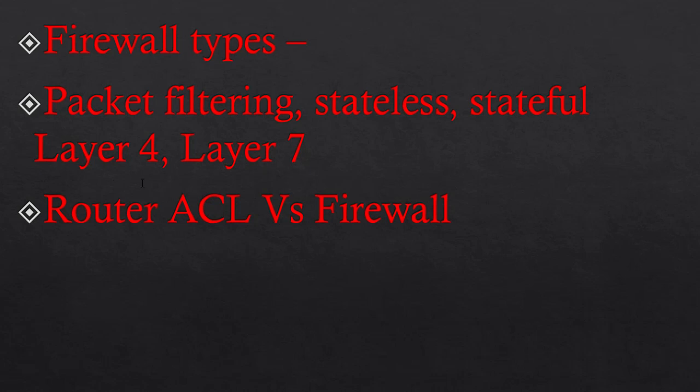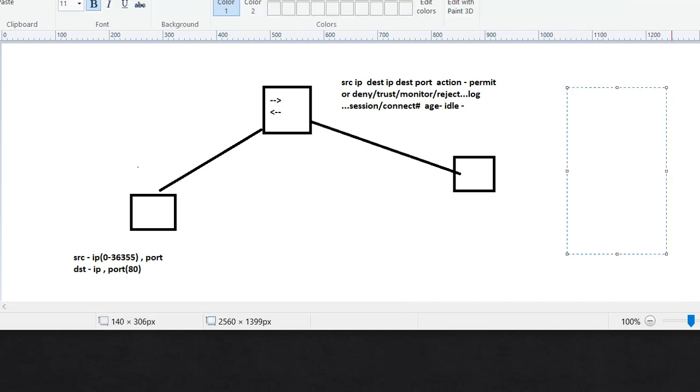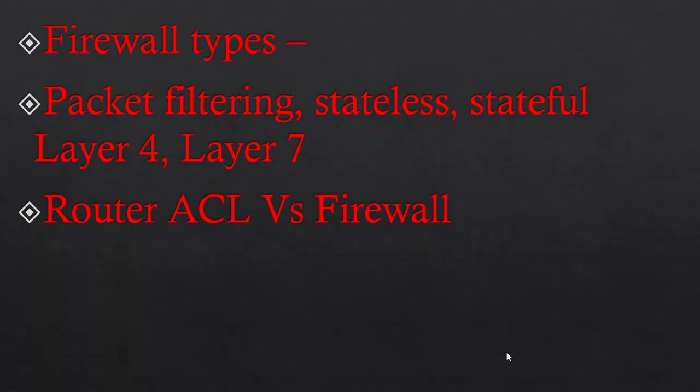Then layer 4, layer 7. That's nothing big. It's just about the OSI layer capability of the firewall, up to which layer level the firewall can inspect. When I say a layer 4 firewall, it is a firewall which can take decisions up to layer 4 of the OSI. There are 7 layers in the OSI model. That goes from layer 1, physical, data link, then layer 3 network, and layer 4 is the transport layer.